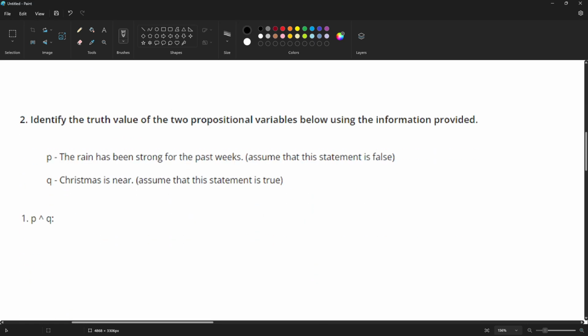Number 2. Identify the truth value of the two propositional variables below using the information provided. So, for number 1, since the statement for the variable p is false and the statement for the variable q is true, therefore, number 1 should be false, as the rule of conjunction is that it will only be true if all of the propositions are true. So, this is true.